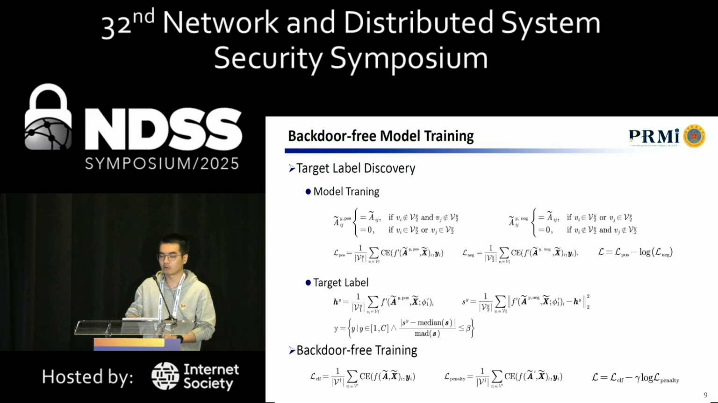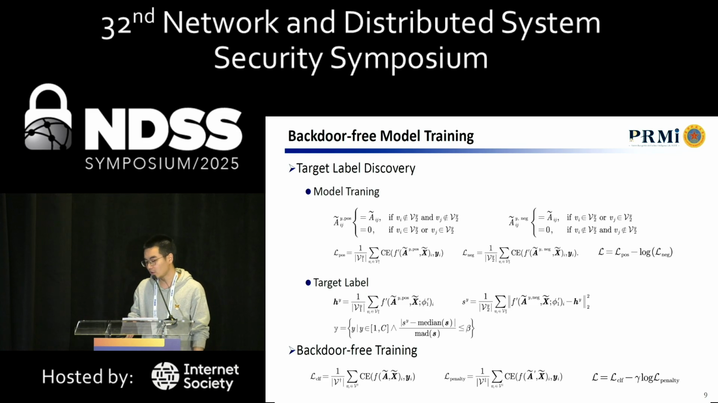Once the poisoned nodes are identified, we move on to train a backdoor-free model. We divide the graph into two subgraphs. One contains all the identified poisoned nodes, and the other contains the remaining nodes. We then train a model minimizing the classification loss on the clean subgraph, while maximizing the classification loss on the poisoned subgraph.